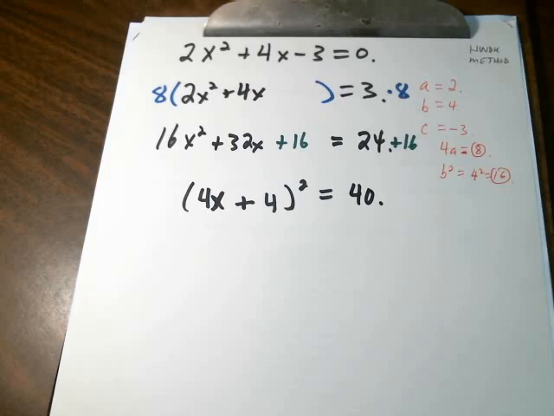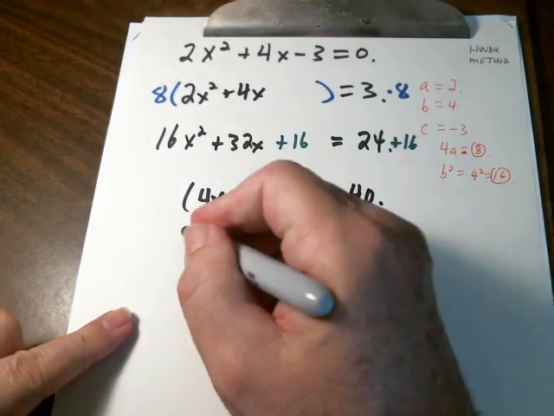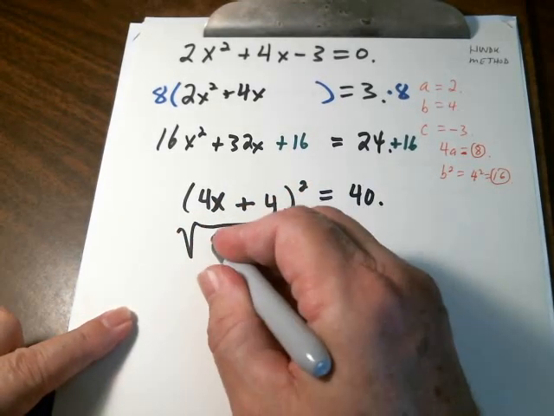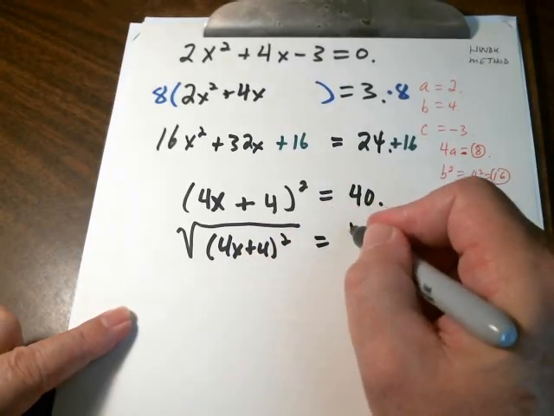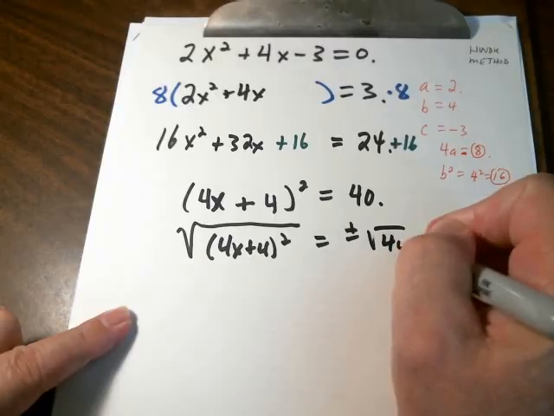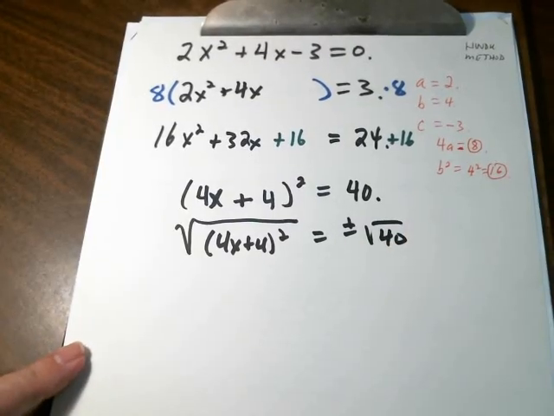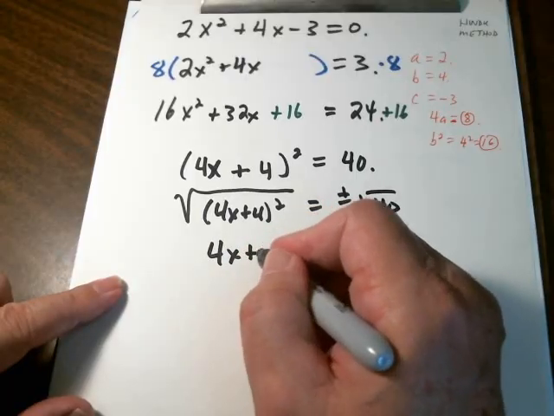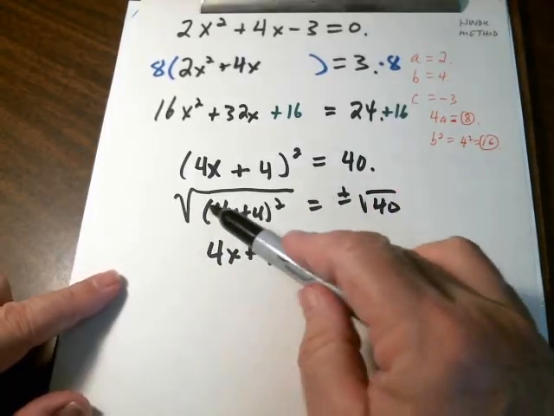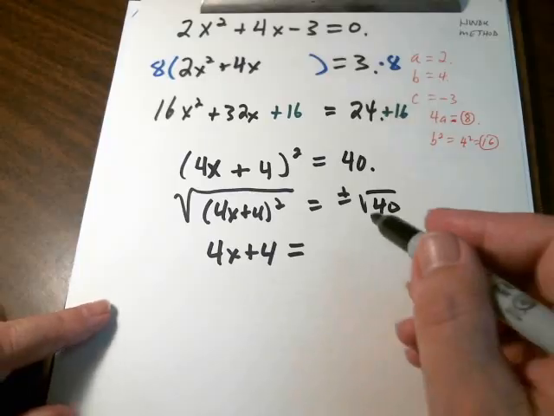At this point, we take the square root of both sides. The square root of the left, and then the square root of the right. Don't forget the plus and minus. And the left side will simplify down quite a bit. All this apparatus of squaring, square rooting, goodbye.